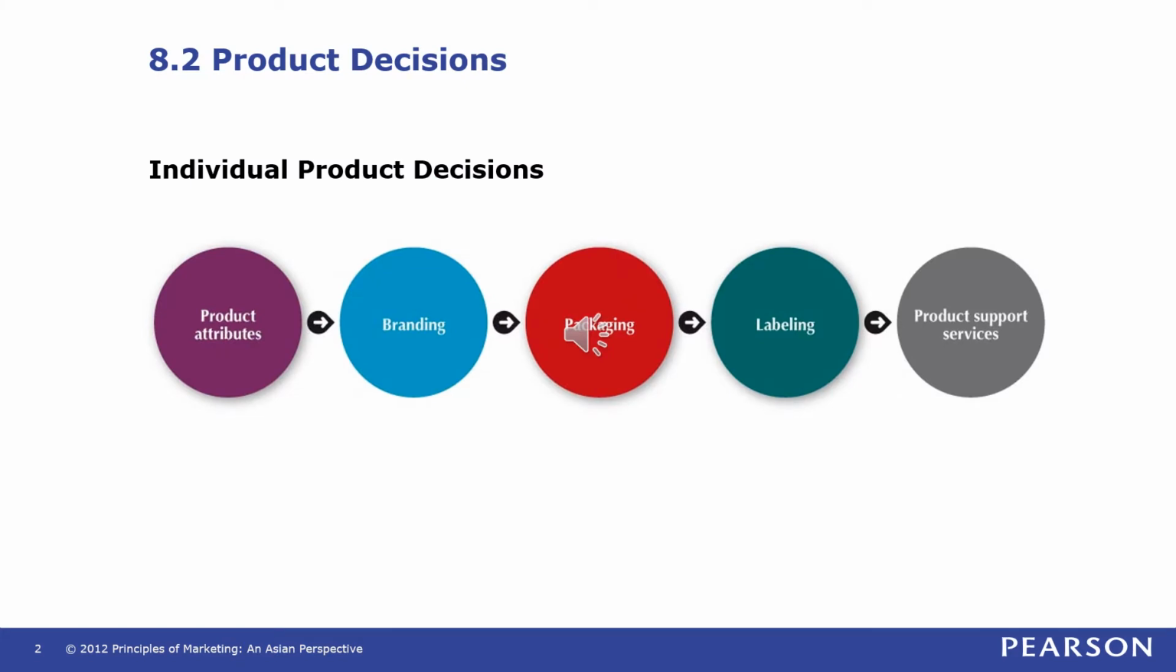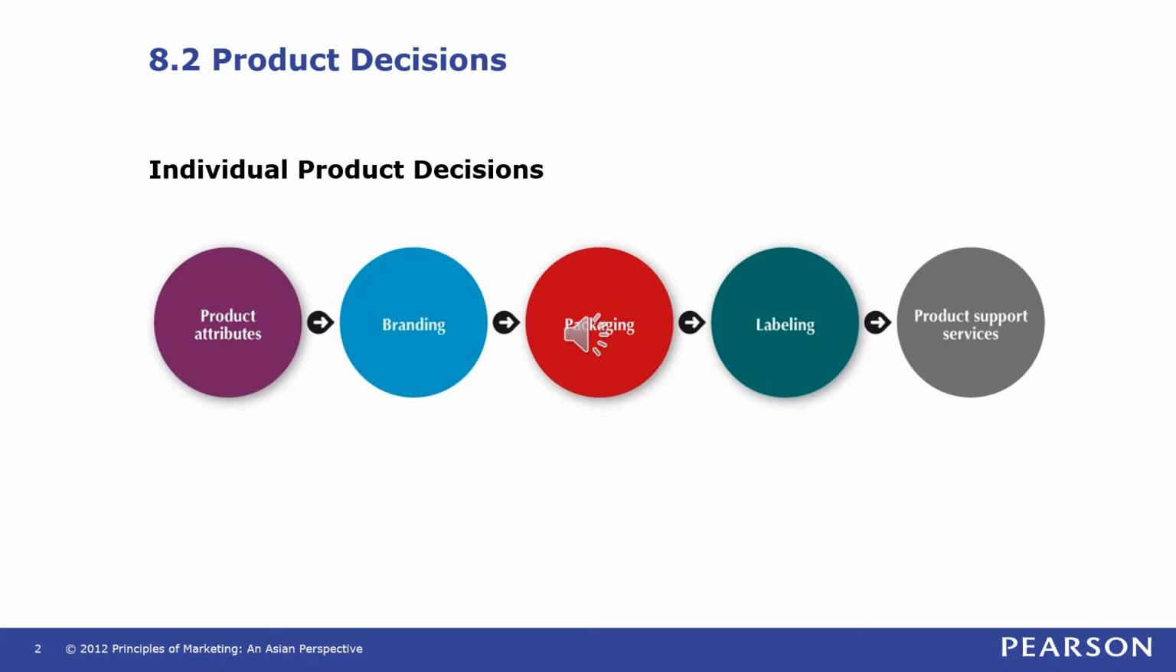Okay, on this subtopic about product decision, marketers basically make product decisions at three main levels. The first one starts with the individual product decision, like what we're going to cover. Second is about product line decision, and third is on product mix decision.